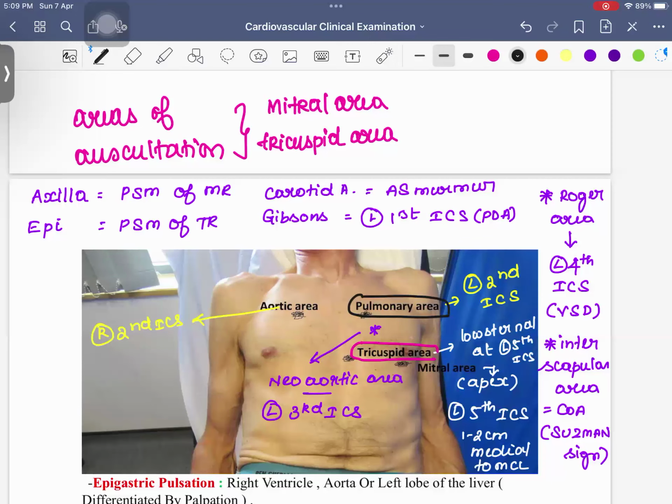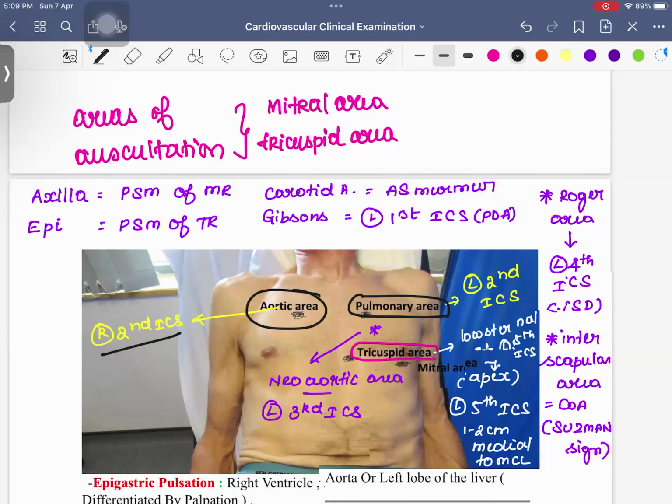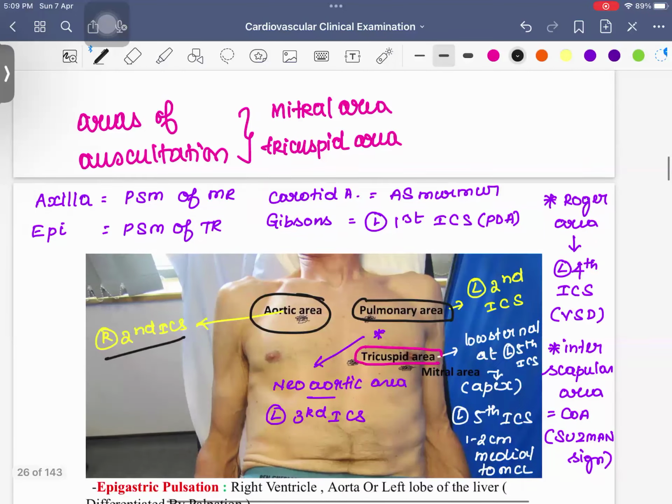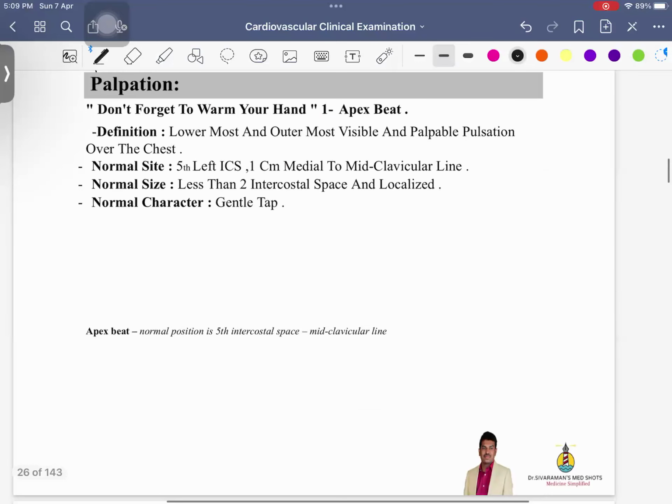Next is the pulmonary area. The pulmonary area is the point near the sternum in the left second intercostal space. And the aortic area is the right second intercostal space, just lateral to the sternum. So these are the important areas we are going to see here.